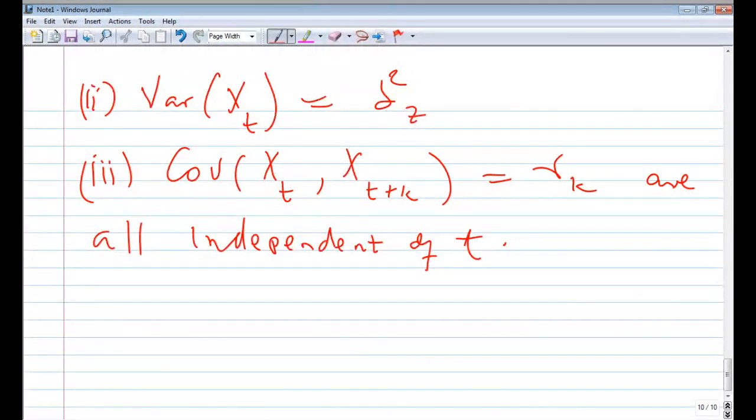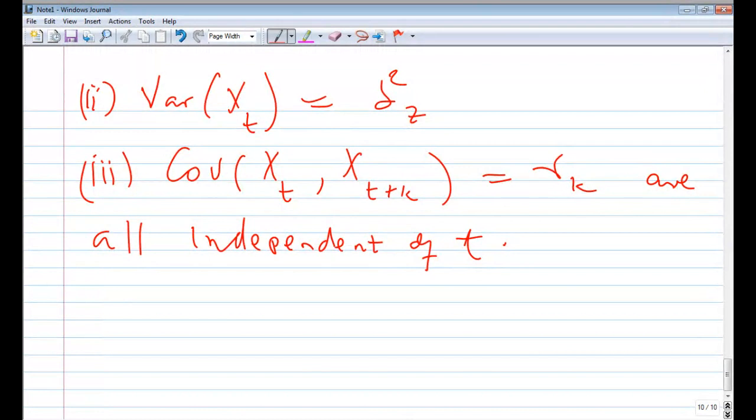Can I proceed? Sir, yes. So what you're saying is when expected value is equal to mu and variance is equal to sigma squared Z and covariance is equal to gamma k, the process is stationary. It doesn't depend on t. Okay, doesn't depend on t.